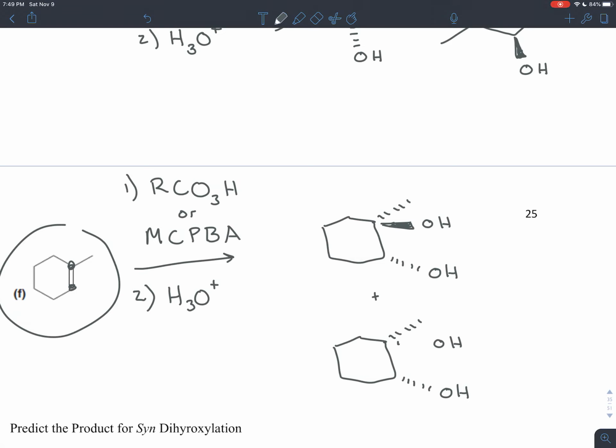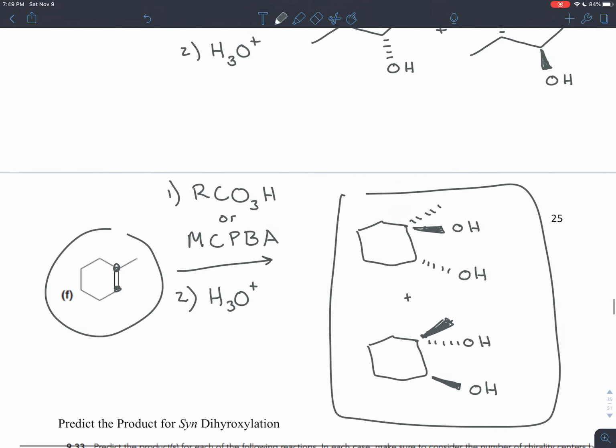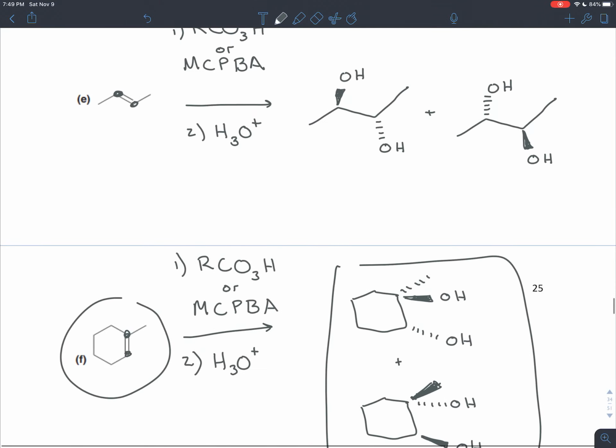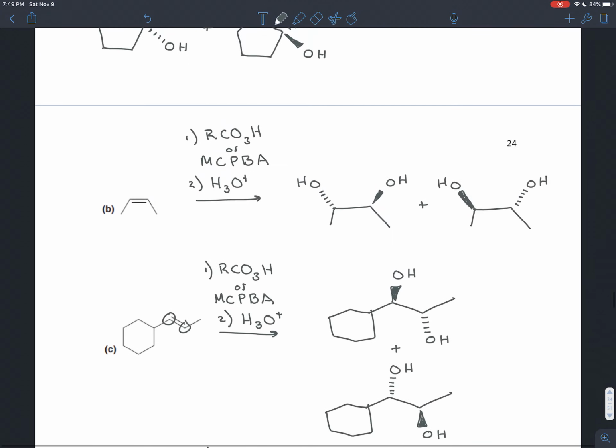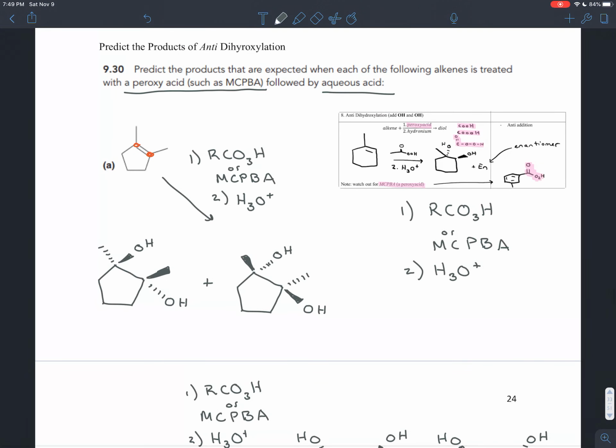Now to draw the enantiomer, you switch each of the bonds. So if a bond was a solid wedge, you turn it into a dashed wedge. If a bond was a dashed wedge, you turn it into a solid wedge. And likewise, with the bottom one, if the bond was a dashed wedge, you turn it into a solid wedge. And so these are the two enantiomers you would get in a 50-50 ratio, a racemic mixture, if you took any peroxy acid followed by an acid wash and you treated it with this alkene. So hopefully this and the previous video explaining how this reaction works will give you some help in predicting the products of anti-dihydroxylation.